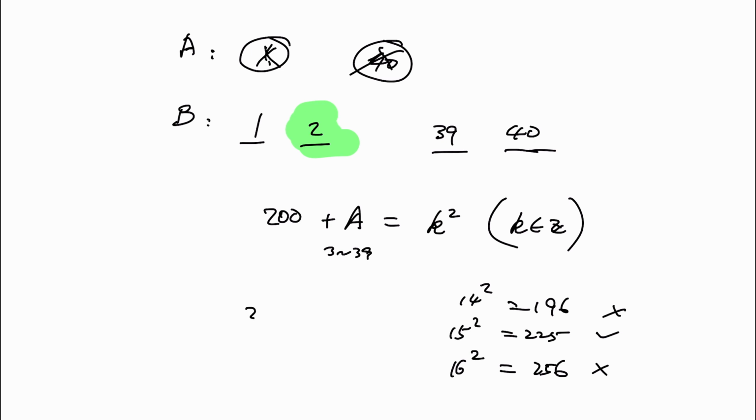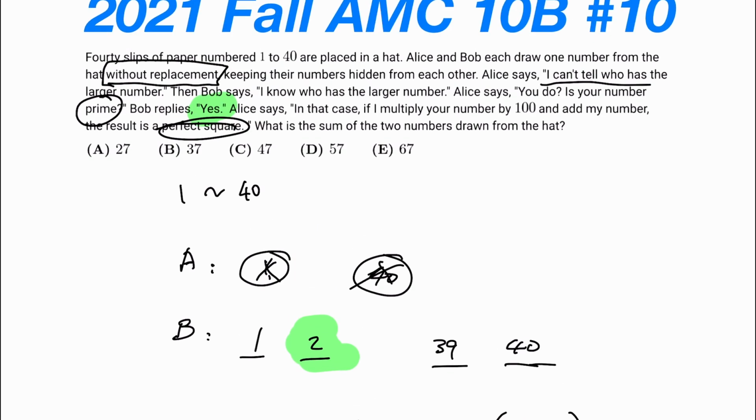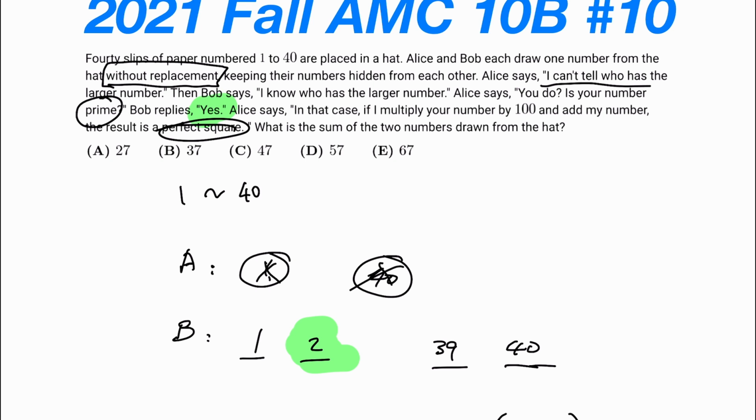So we have 200 plus a is equal to, the only number that could work is 225, which means that a is 25. And thus, the sum of the 2 numbers, Bob has 2 and Alice has 25, which if you add them up, you would get 27, or A as your final answer.